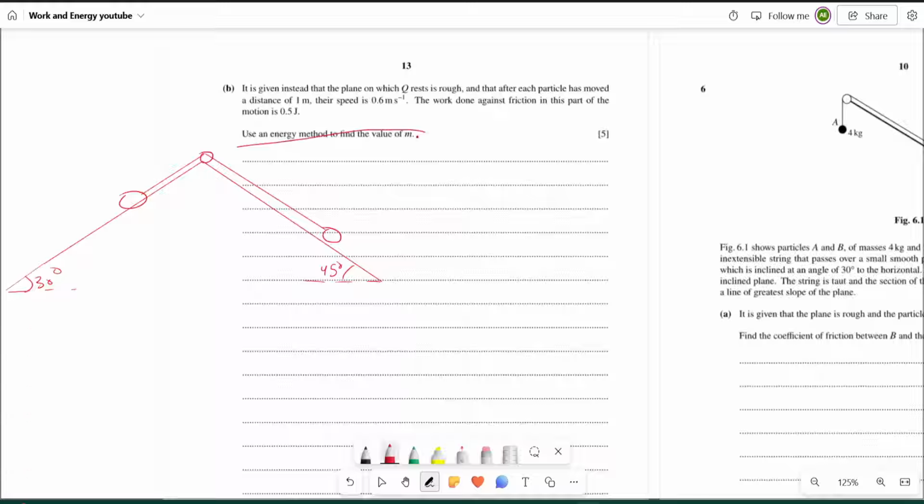Question asks us to use an energy method. So we're going to use the work energy principle. However, let's resolve this in order to see the forces acting. Again, P is going to be very similar.